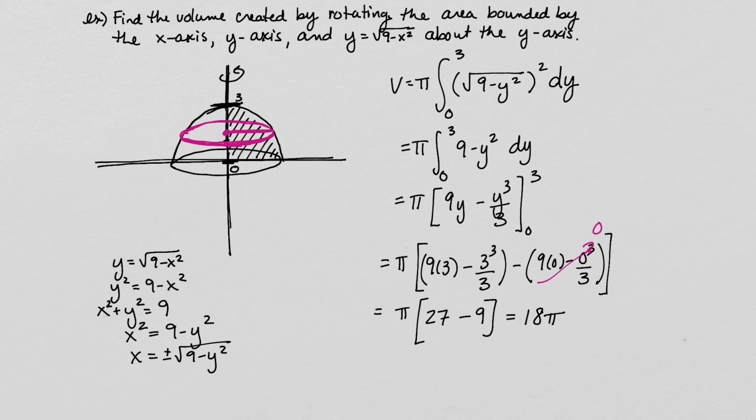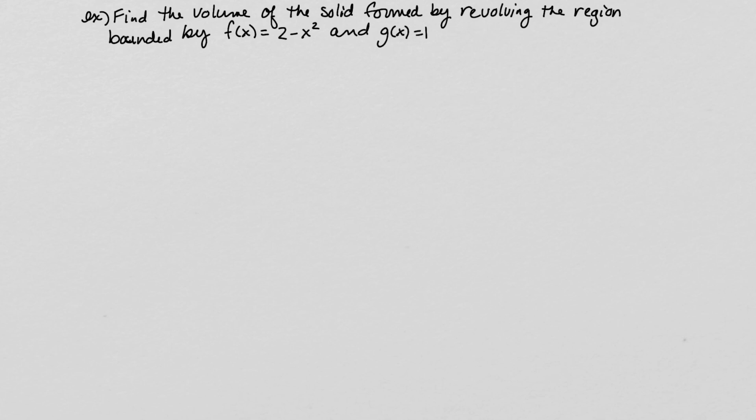All right, so my last example here is: find the volume of the solid formed by revolving the region bounded by f of x equals 2 minus x squared and g of x equals 1 about the line y equals 1.